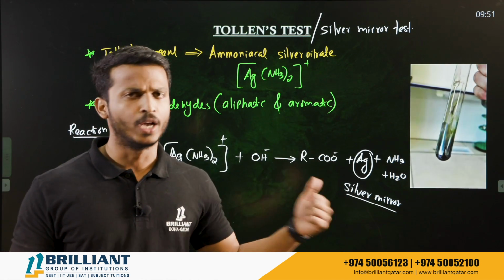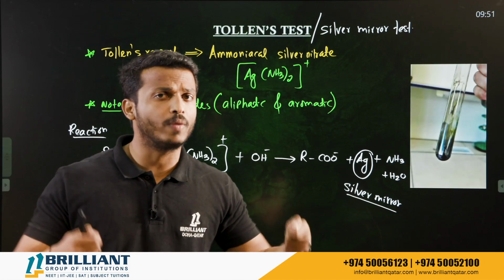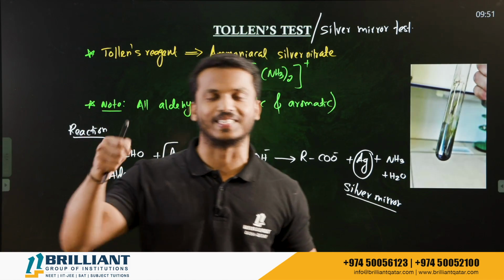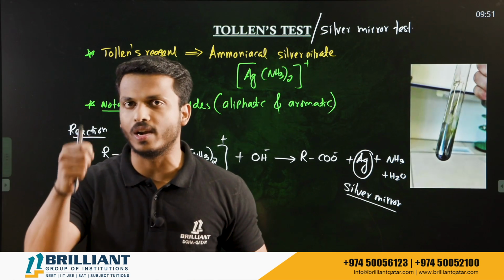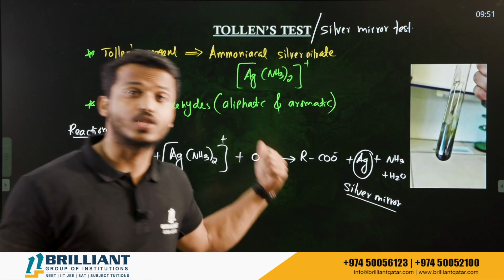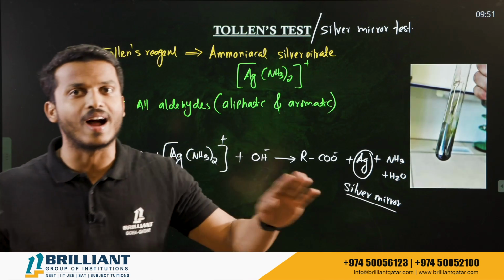Silver mirror test. So can you please remind me which topic we discussed just before? What was that? The 2,4-DNP test. The 2,4-DNP test is given by all aldehydes and ketones, no other functional group, whereas the Tollens test is given by only aldehydes.